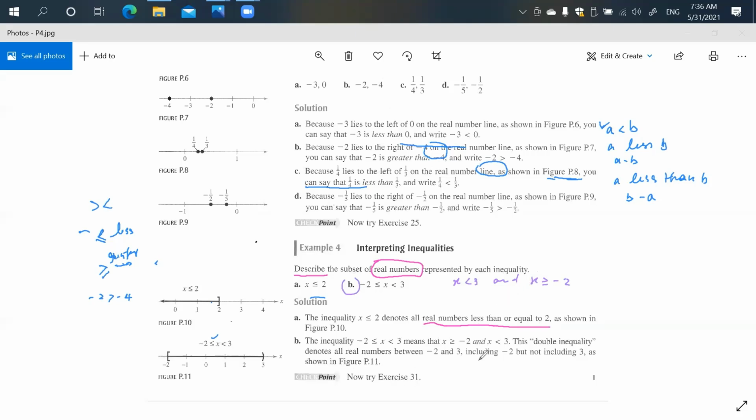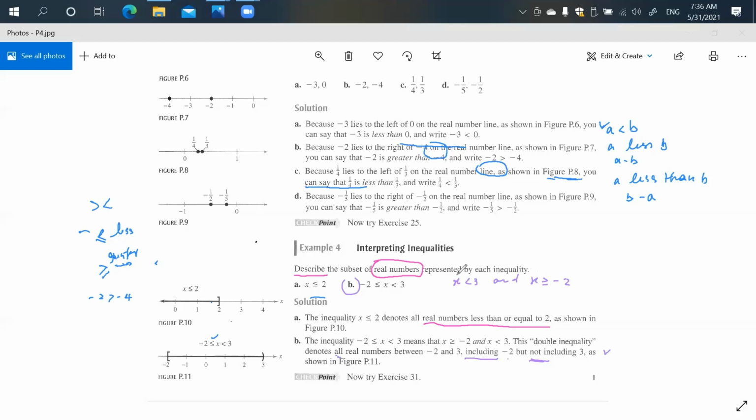But this one they write in another way, as they explain here: x greater than or equal to -2 and x less than 3. This is what they call a double inequality, because x is between two numbers. You explain it as: all real numbers x between -2 and 3, including -2, but 3 is not included. That's all. This one they just explain in detail.